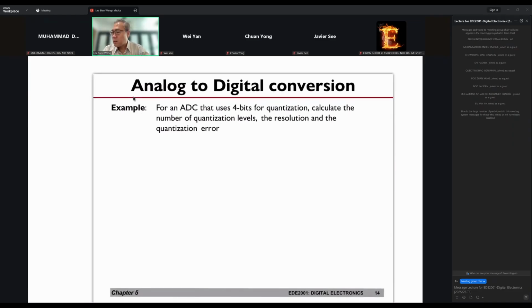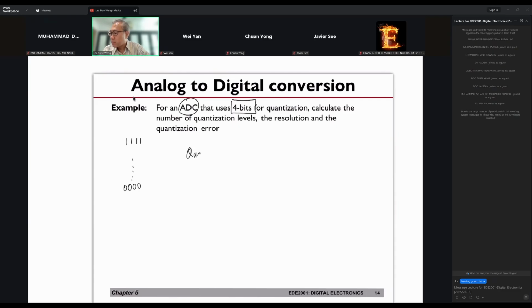So we have an analog to digital converter using 4 bits for quantization. That means you are going to have 0 0 0 0 to 1 1 1 1 to represent the analog signals. So the question is asking for the number of quantization levels, and that should be quite straightforward. From 0 0 0 0 to 1 1 1 1.